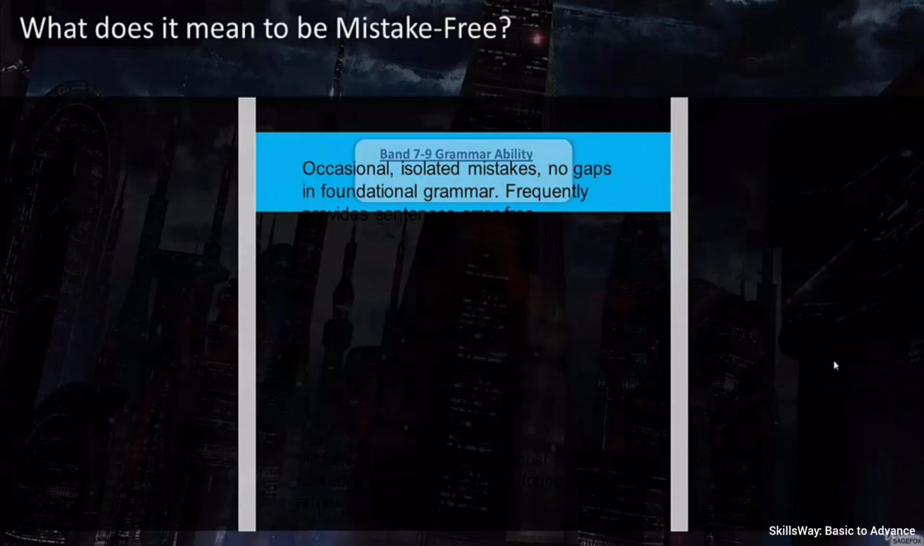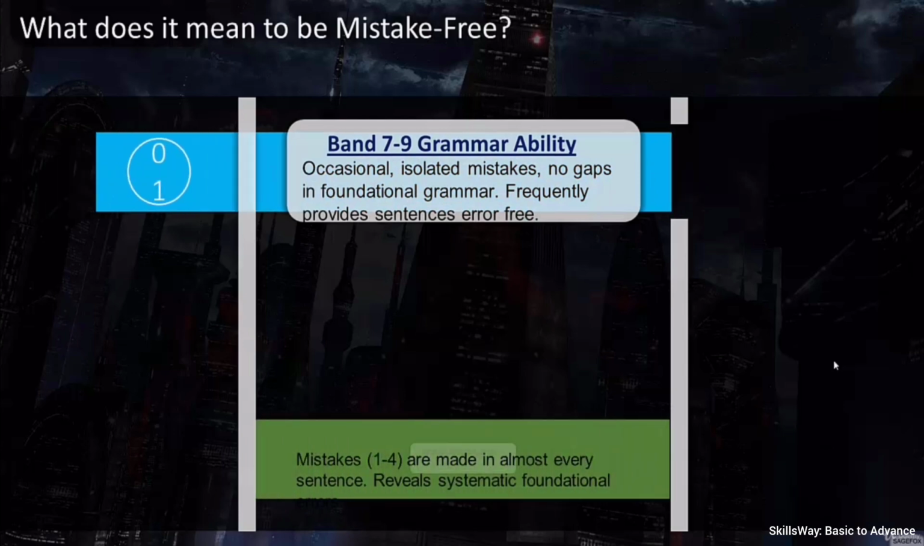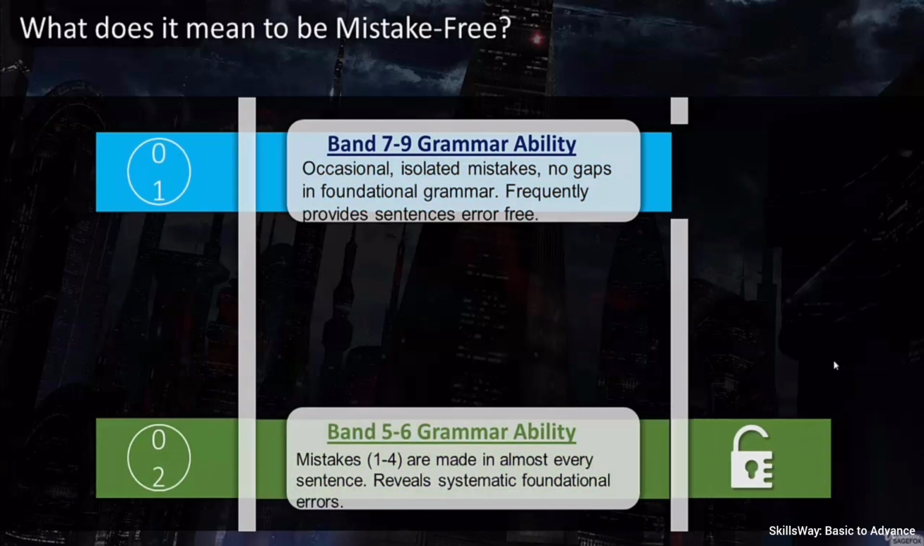What does it mean to be mistake-free? Mistake-free does not mean perfect. It just means that sometimes you have some isolated mistakes here or there, but you frequently provide sentences that are mistake-free. Frequently doing that. When you talk about mistake-free at a lower level, that is where you are revealing a lot of systematic foundational errors. Like in every single sentence, there's a subject-verb agreement mistake. Or in every single sentence, there are mistakes in terms of word choice or word form.